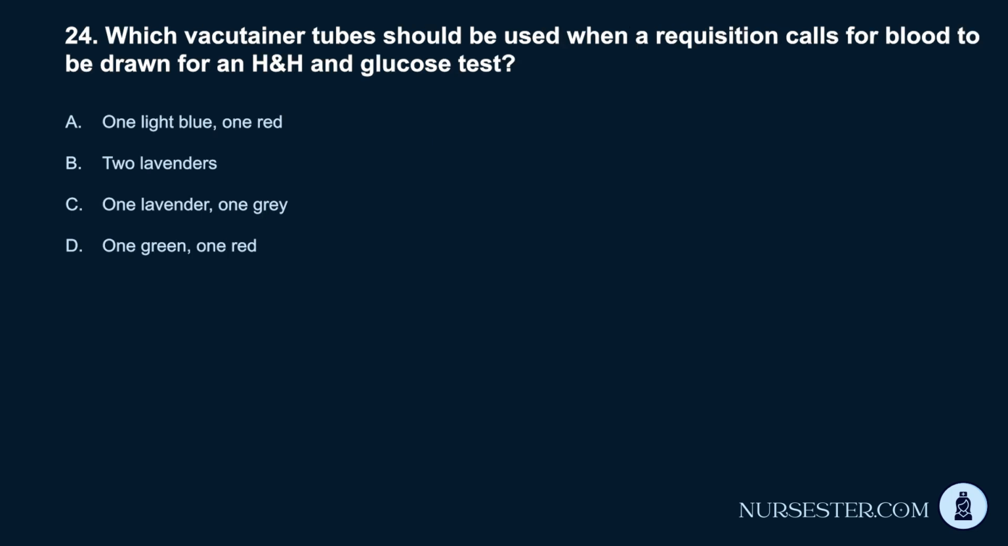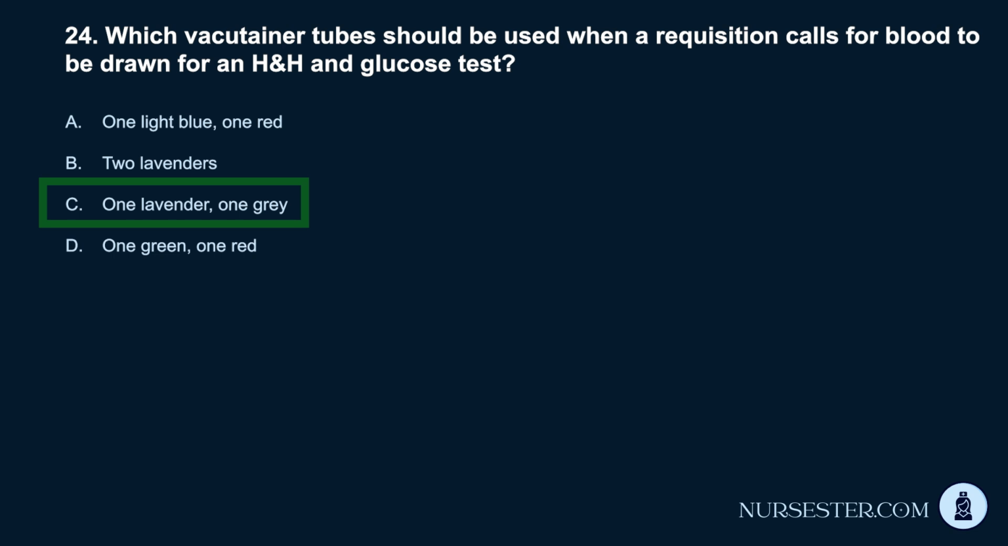24. Which vacutainer tubes should be used when a requisition calls for blood to be drawn for an H and H and glucose test? A. 1 light blue, 1 red. B. 2 lavenders. C. 1 lavender, 1 gray. D. 1 green, 1 red. Correct answer, C.